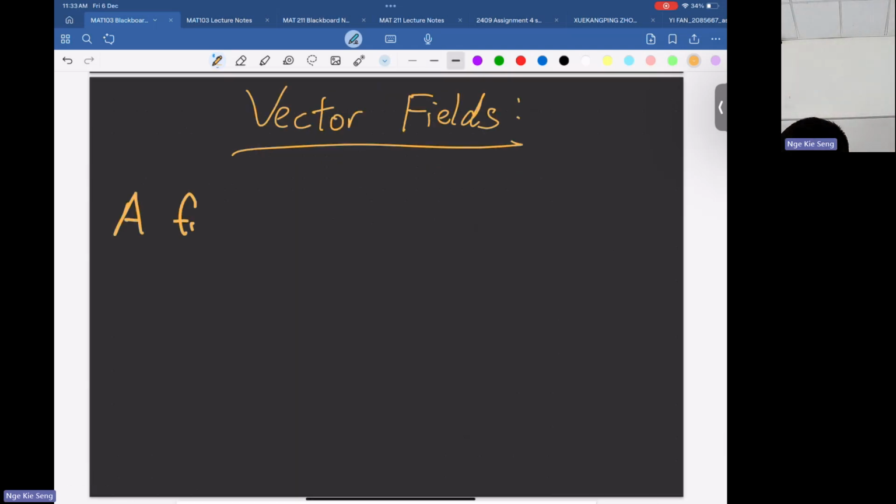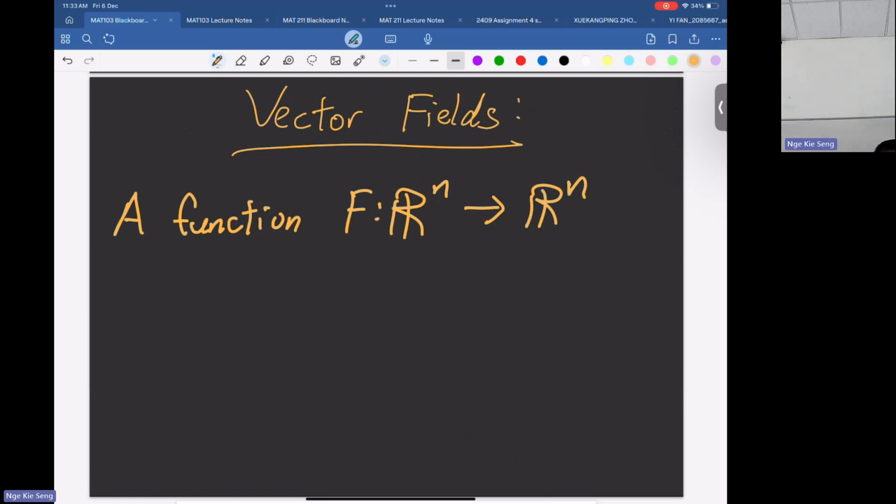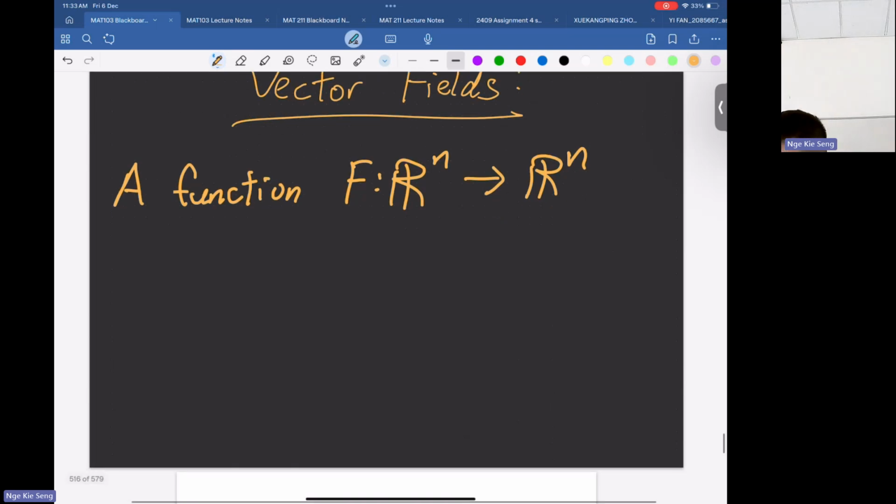This is a function again. From where to where? It's more general now. It's from Rn to Rn, but the n here will be the same: either R to R, R2 to R2, R3 to R3, R4 to R4, R5 to R5. But in our case, we will stop at R3. So usually we will look at R3 to R3 or R2 to R2.